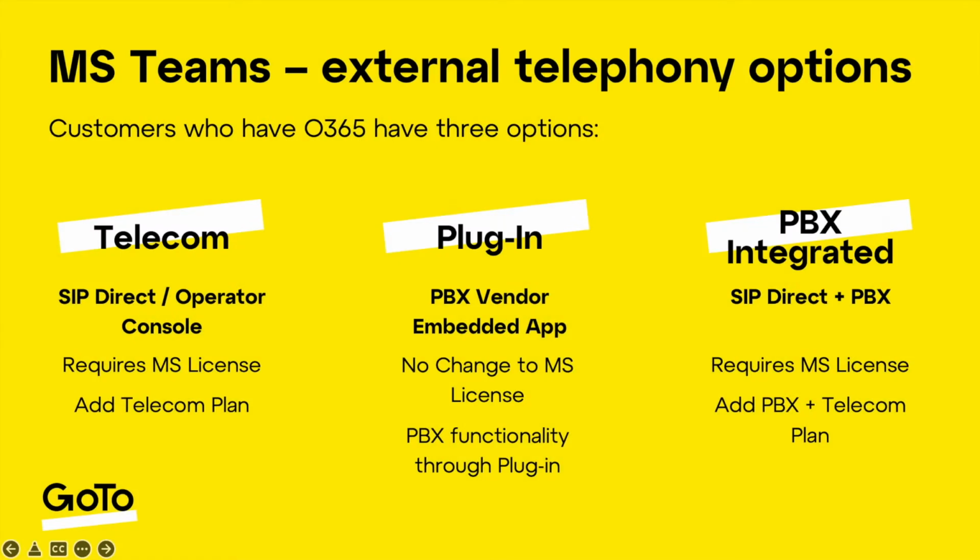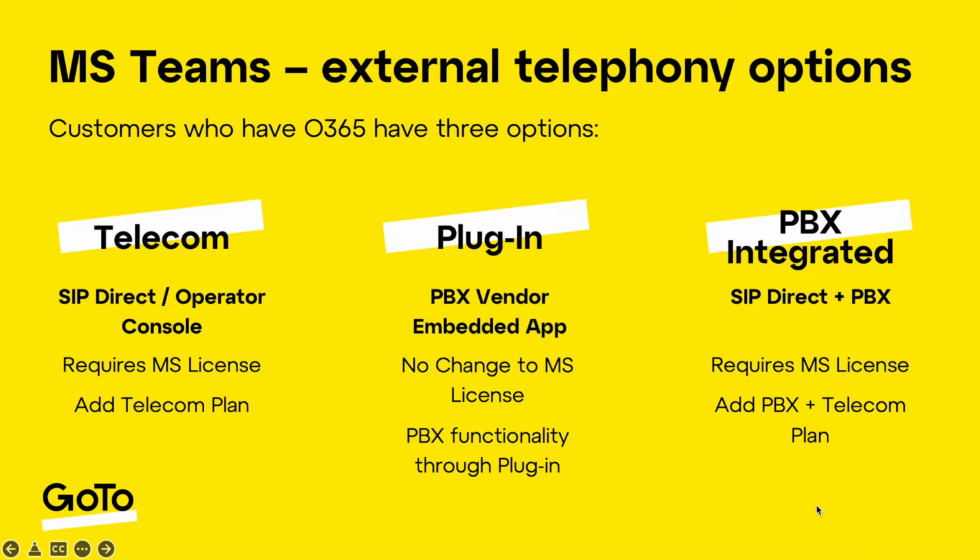Customers with Office 365 licenses have typically three options to enable external telephony for their end users. The first is to check with their telco provider in region that provides a service either through SIP Direct or the operator console. This might mean that for multinational deployments, the customer may need to work with multiple telco providers. The benefit of this type of deployment is that the end users will have native dialing capability.